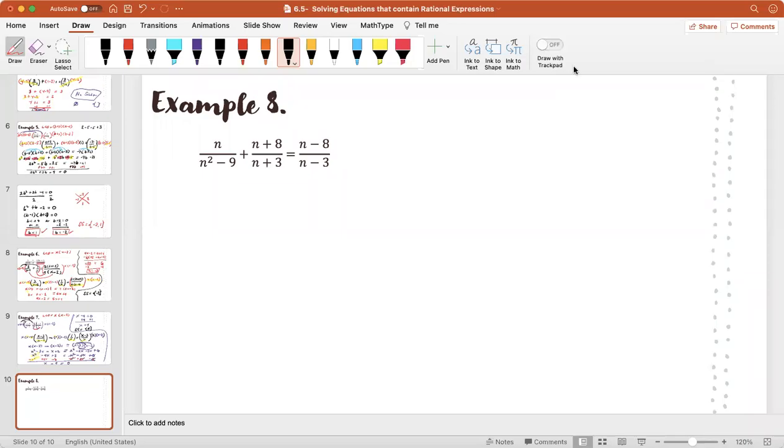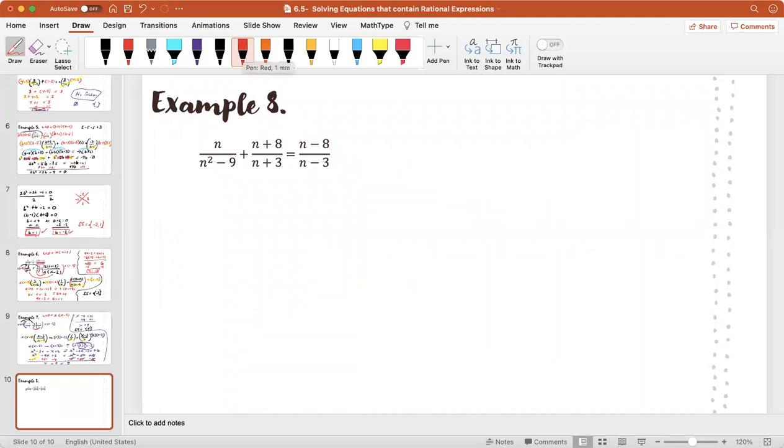n over n squared minus 9 plus n plus 8 over n plus 3 equals n minus 8 over n minus 3. Let's look at our denominators. Can we factor our denominators? Not all of them, yes. But we can factor n squared minus 9. That's the first step we need to do whenever we find the LCD.